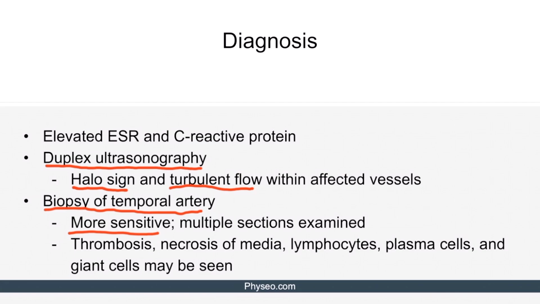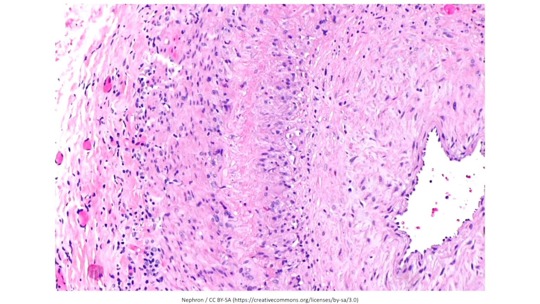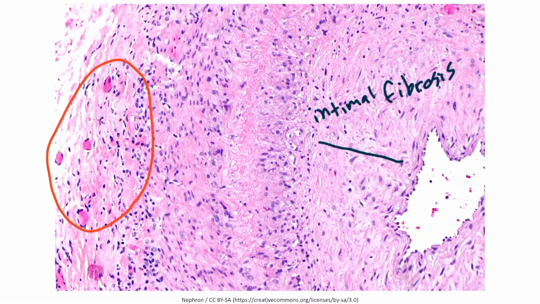But if there's a high suspicion of giant cell arteritis, medical treatment actually shouldn't be delayed for any reason. As we mentioned before, you don't want them to experience permanent vision loss. Here's an image from a biopsy of a patient with temporal arteritis. Note the multinucleated giant cells and intense intimal fibrosis. Again, you just think of that intimal layer just encroaching on the inside of that lumen.